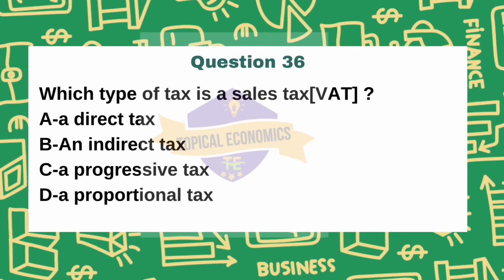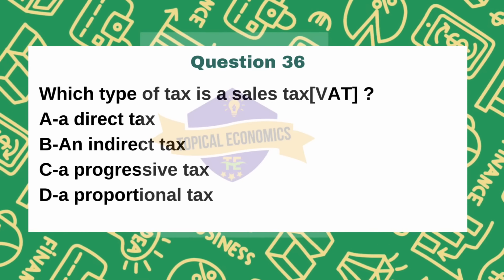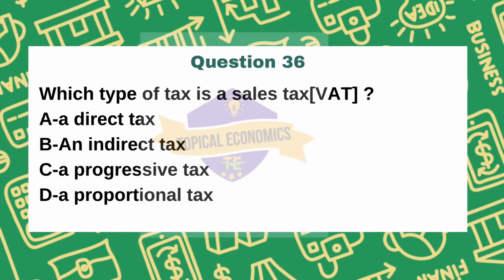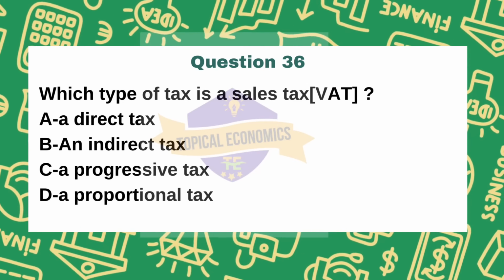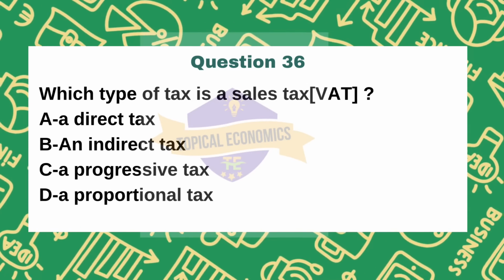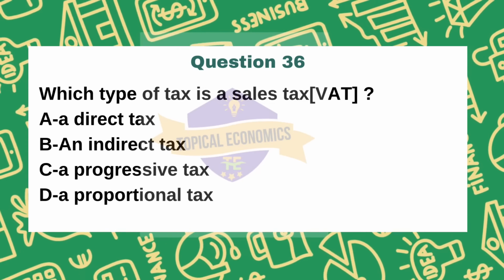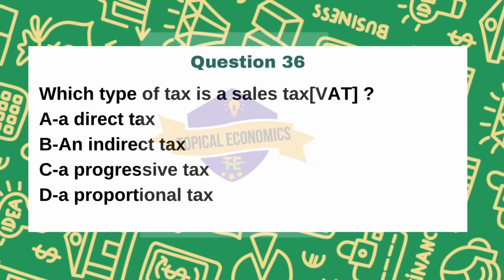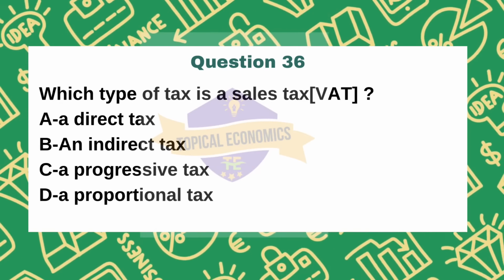Direct taxes are imposed directly on individuals or organizations, such as income tax or property tax. Option C, a progressive tax, is one that takes a larger percentage of income from higher income earners, which does not apply to sales taxes. Lastly, option D, a proportional tax, takes the same percentage from all income levels, which also does not characterize a sales tax, as it applies to consumption rather than income.